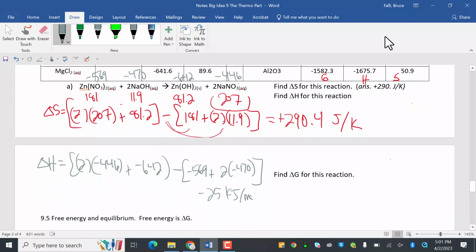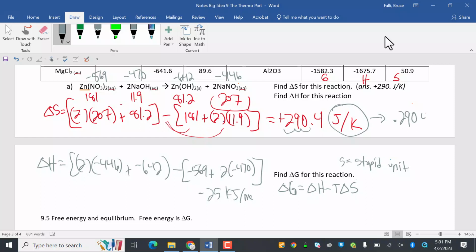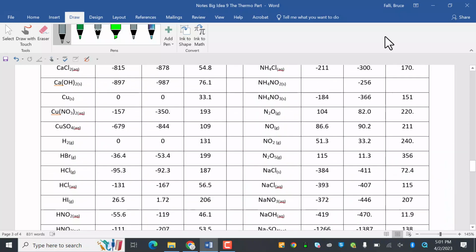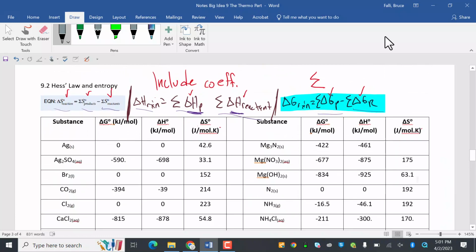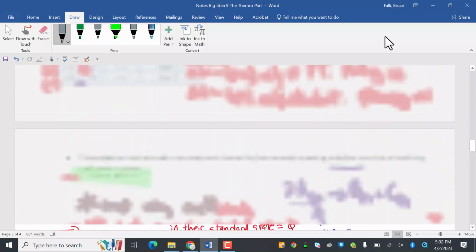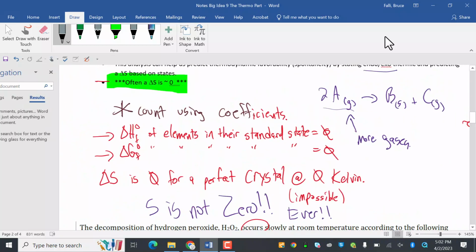Now to find delta G, delta G equals delta H minus T delta S. But S is a stupid unit. Do you see how this is in joules per Kelvin? We need to put it into kilojoules, so that means 0.2904 kilojoules per Kelvin. Our kilos have to be simpatico. Negative 25 minus, did it give me a temperature? This up here, I believe, tells us our temperature is 25 degrees Celsius. Remember what naught meant?